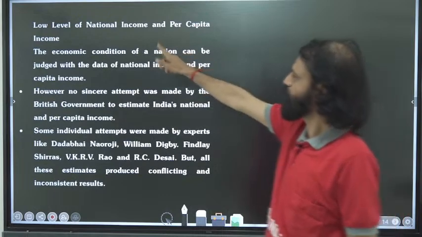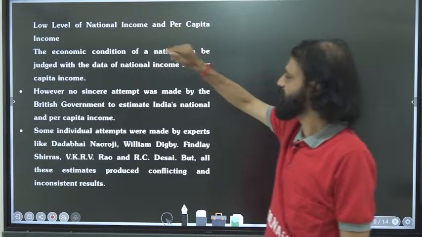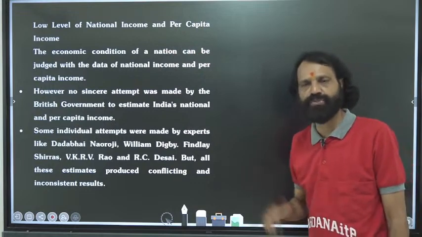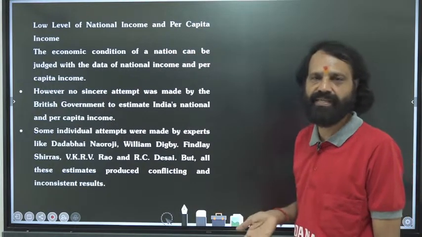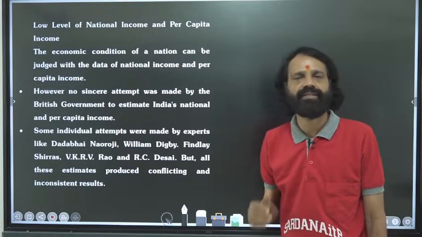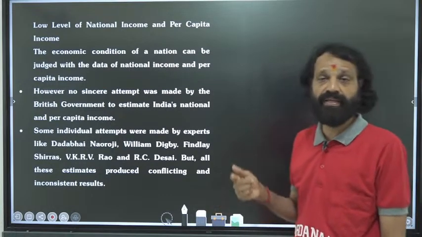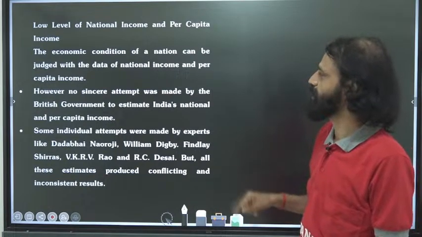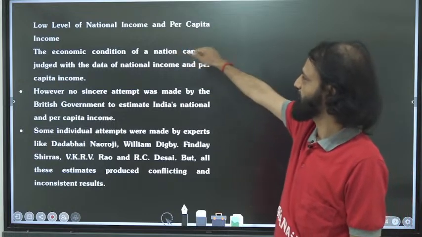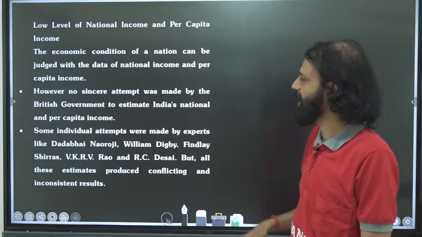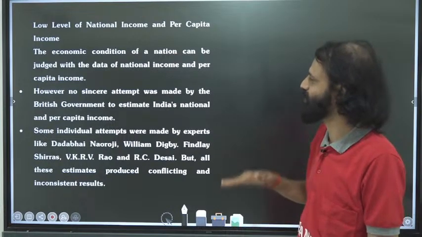See, the low level of national income and per capita income. They implemented new laws to take Indian wealth and Indian raw materials from India to their country, and they brought finished products from their country to India. So what happened? India's national income and per capita income went downward, and it was at its lowest level.